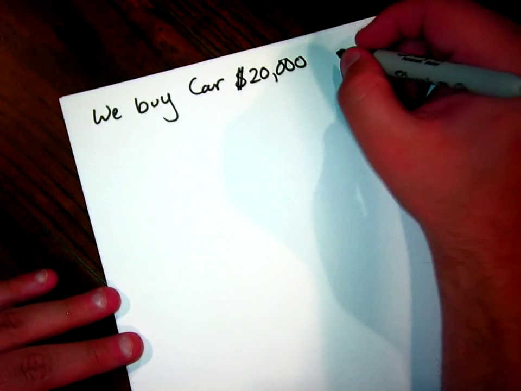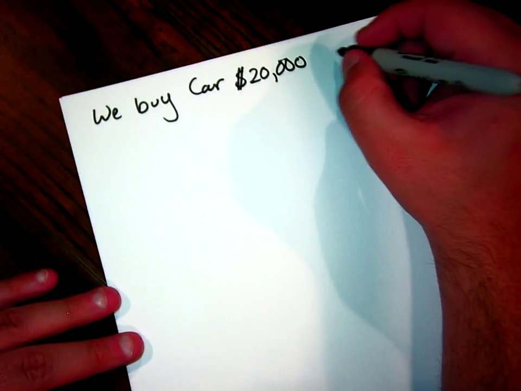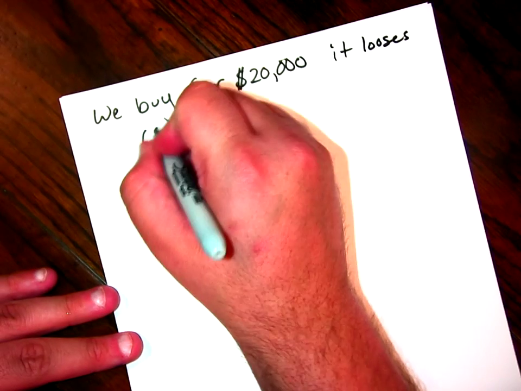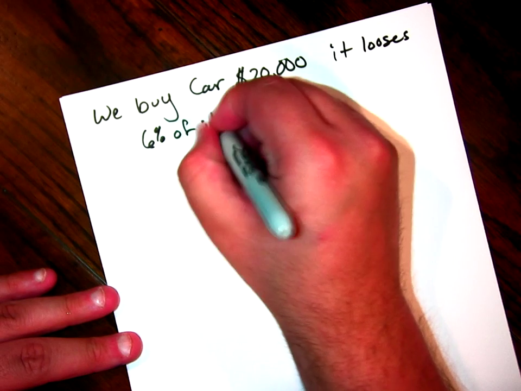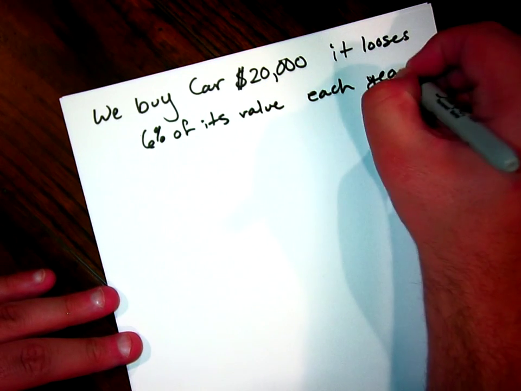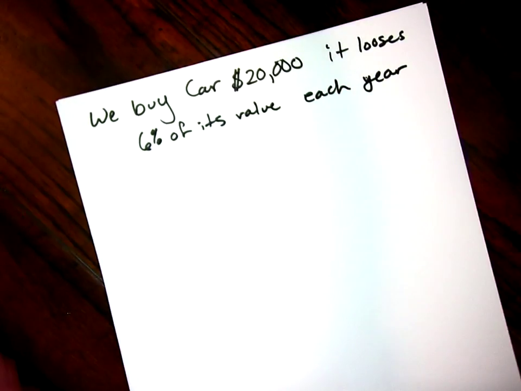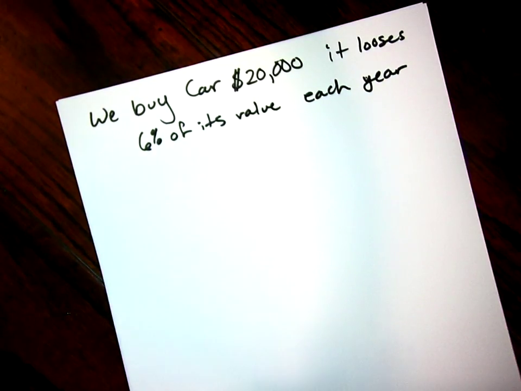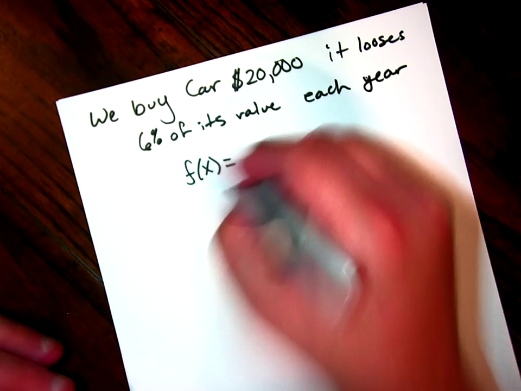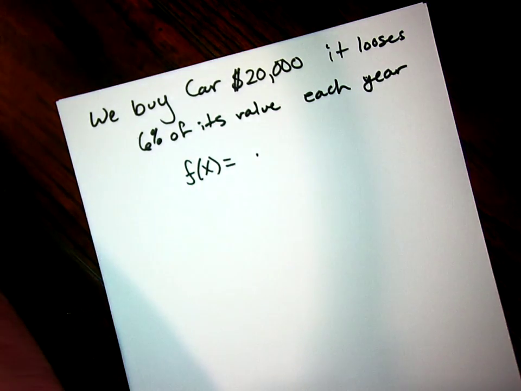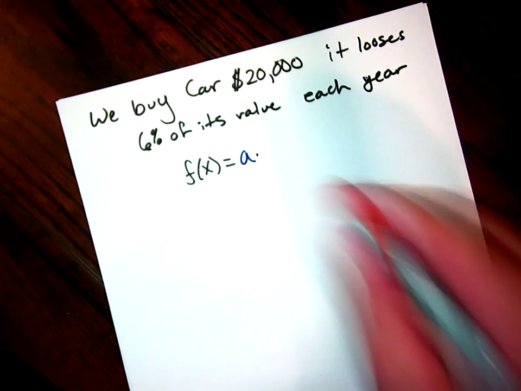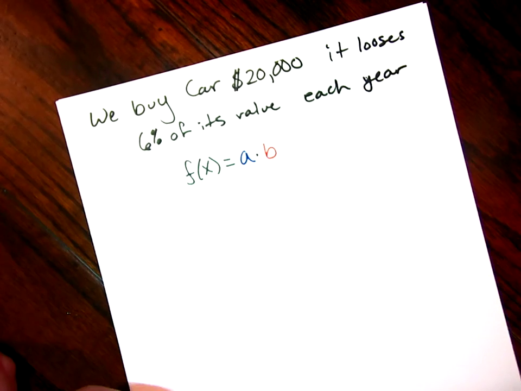And let's say it loses 6% of its value each year. So we need to pull out our a and b, because we know we're going to have f of x equal to some a times b to the x.